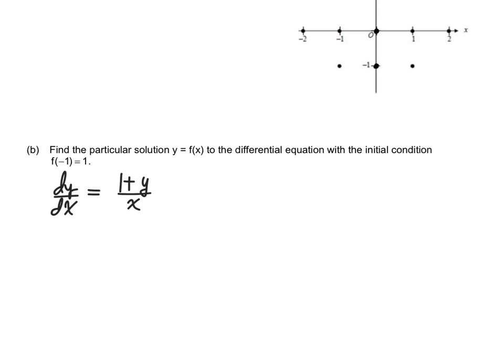All right, so what I want to do is separate my variables so that the x's are on the same side of the equation and the y's are on the same side of the equation. How do we get to 1 plus y over x?